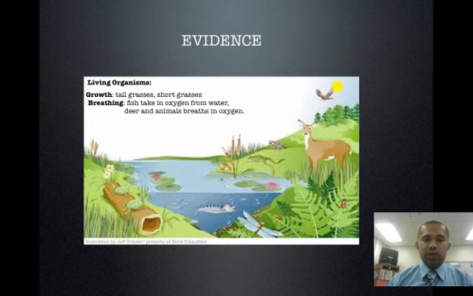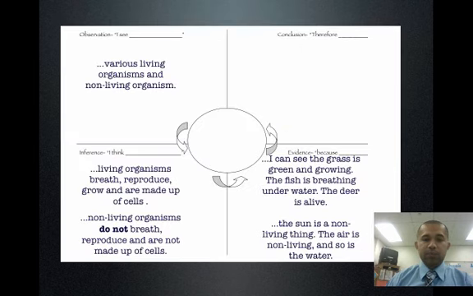How do we know things are breathing? First things first, we see the fish in the water. They take in oxygen from that water. And we know that deer and other animals breathe in oxygen as well. If you see the deer up and walking around, then you know it's alive and breathing. And they reproduce. We can see various offspring. You can see two turtles on the left-hand corner, and various species of animals in this picture as well. So how do I put that in there? I can see the grass is green and growing, the fish is breathing underwater, and the deer is alive.